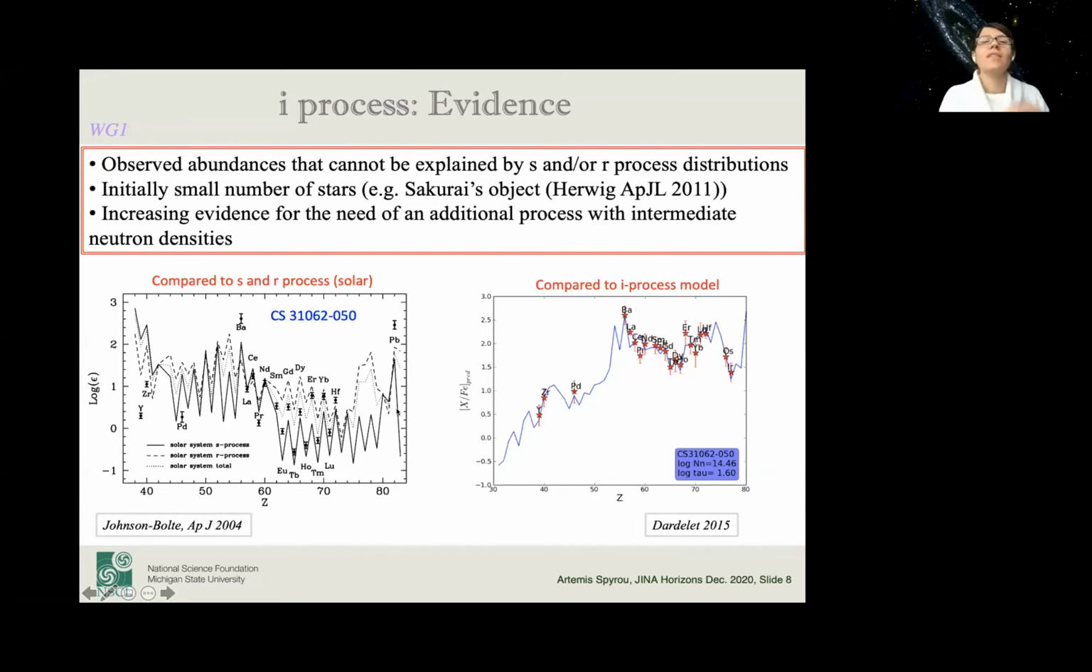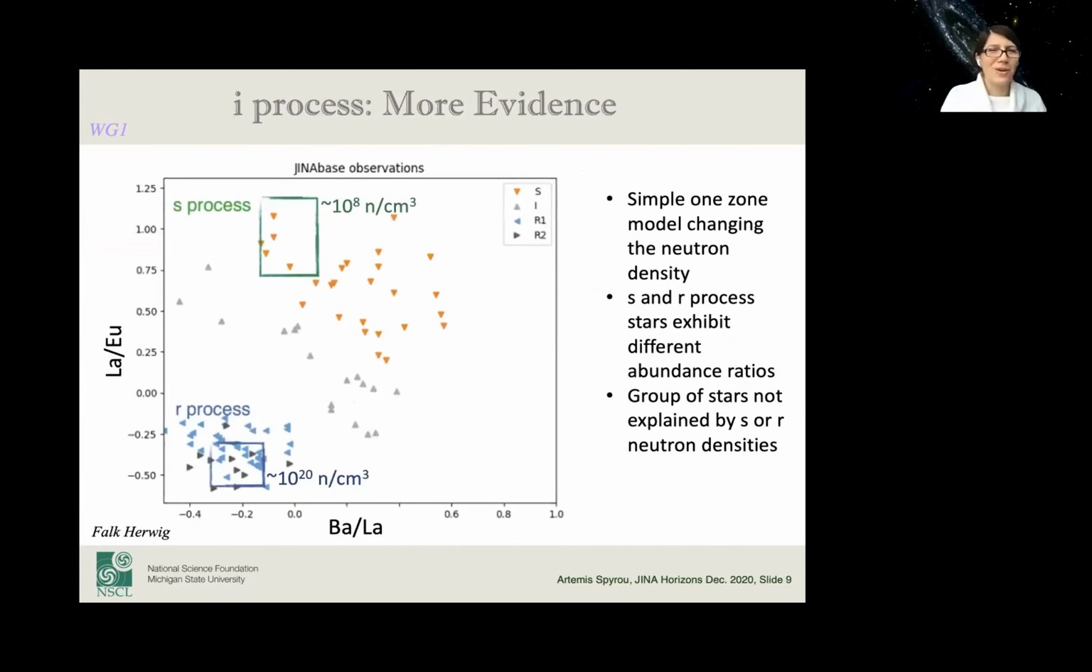So this is just one example. There are now many examples out there. I just wanted to show one example where you really cannot reproduce the abundances with what we had before, and adding the i process now does a good job reproducing. This is still one star. So something I stole from Falk Herwig is this plot. I just like this plot very much. Let me go through this.